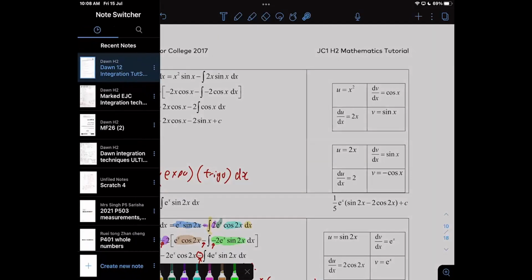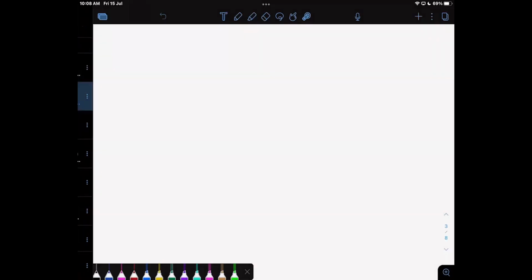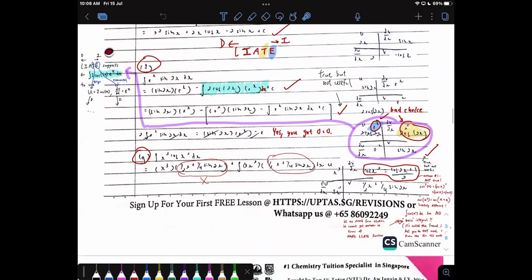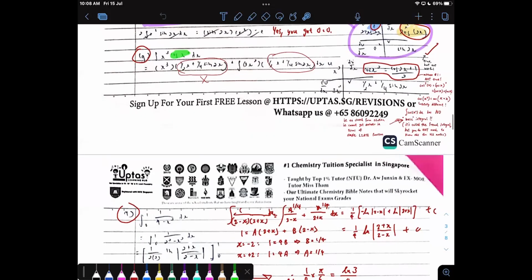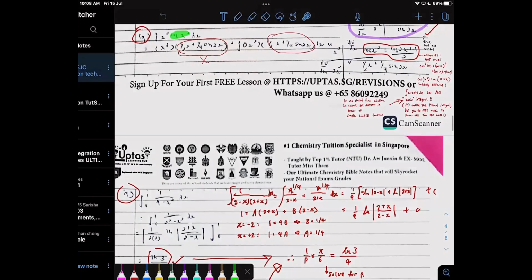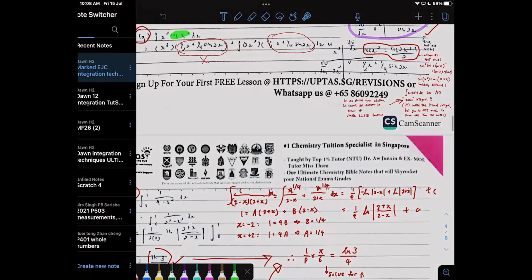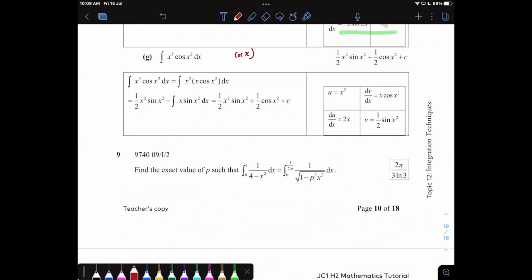Part G. You see, there's a cos x square here. Let me show you the question. This is finally the part that I was talking about. Cos x square here is not the same as cosine x then square. It is not equal to cos x square. There's an invisible pair of brackets here.